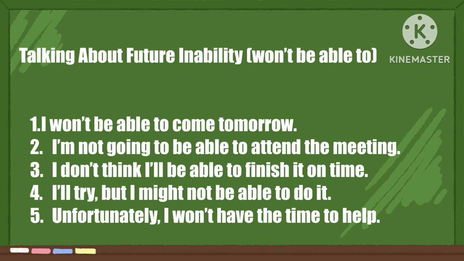Now let's see the ways to talk about future inability. We can say, I won't be able to come tomorrow, or I am not going to be able to attend the meeting. I don't think I'll be able to finish it on time. I'll try, but I might not be able to do it. Unfortunately, I won't have the time to help.